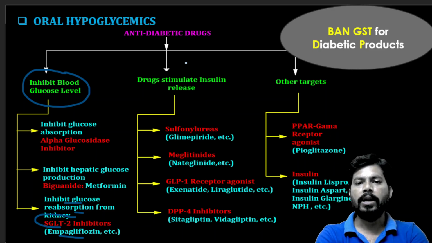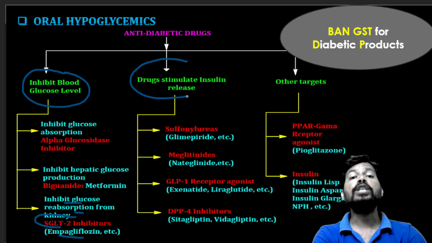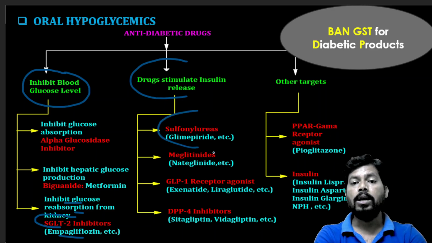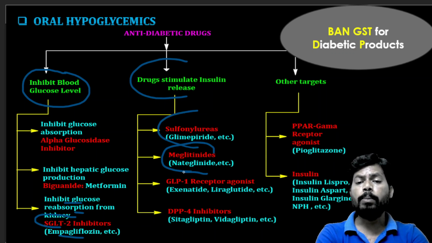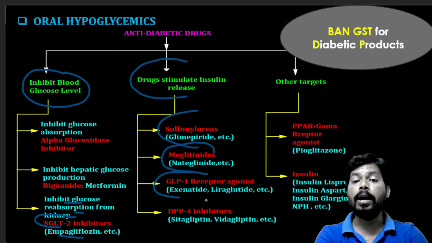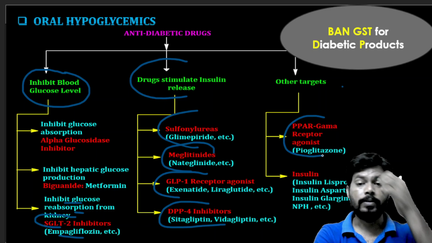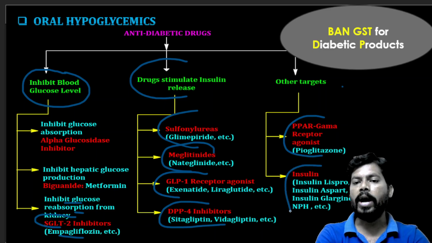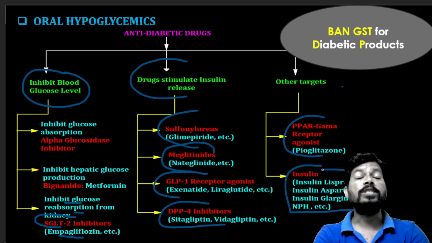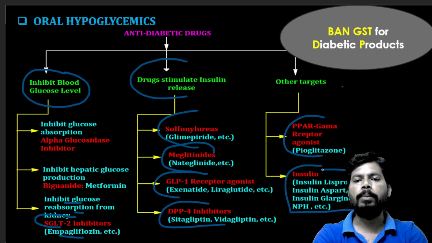Next, drugs that stimulate insulin release: sulfonylureas, non-sulfonylureas like meglitinides, nateglinide, repaglinide, GLP-1 analogs, exenatide, liraglutide, DPP-4 inhibitors, sitagliptin, vildagliptin, and other targets, PPAR gamma receptor agonists like pioglitazone, rosiglitazone. They increase the genes which increase insulin production. And insulin analogs show action like endogenous insulin and are specifically intended for type 1 diabetes treatment.